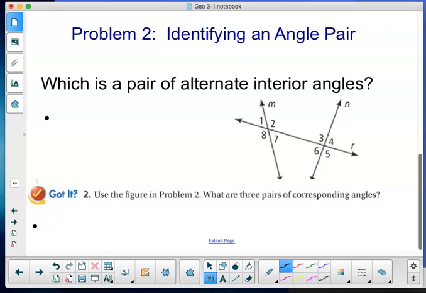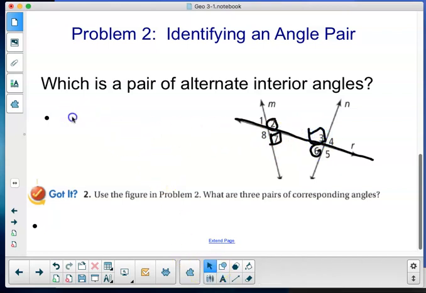Okay, welcome back. Problem 2, identifying an angle pair. Which is a pair of alternate interior angles? So this is my transversal right here. Alternate interiors is angle 2 and angle 6, angle 7 and angle 3. Those are my alternate interior angles. So when I write them, I can talk about that. 2 and 6, 3 and 7.